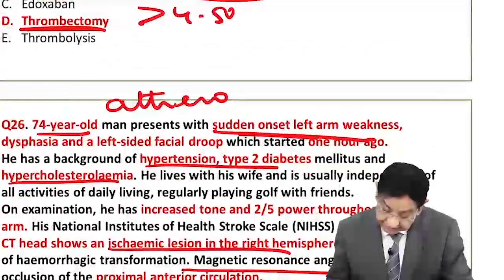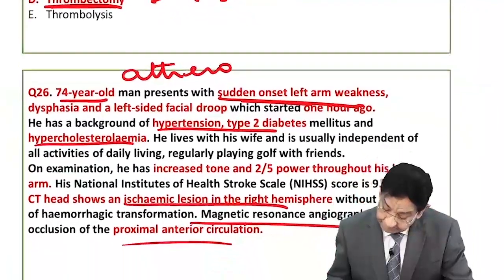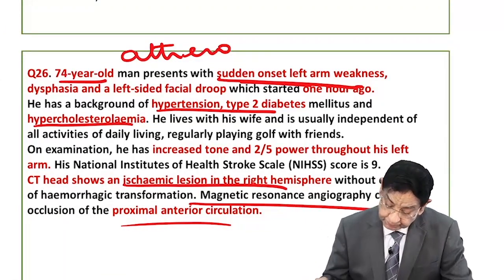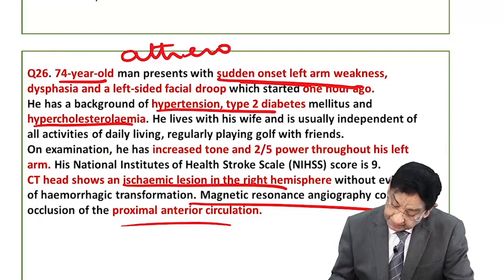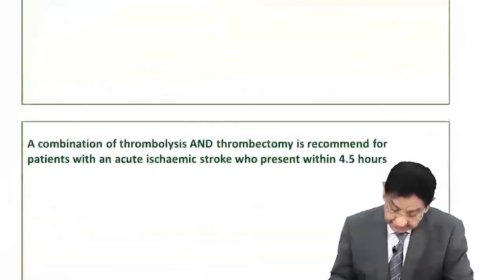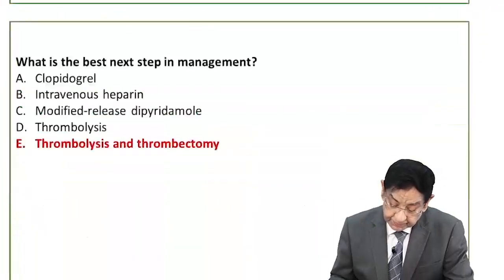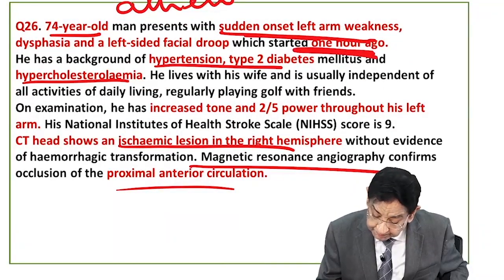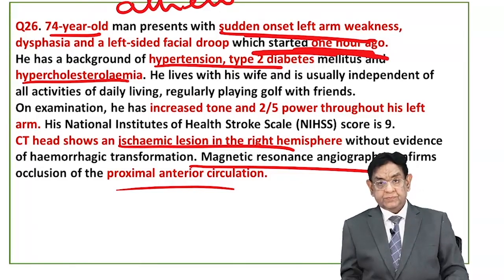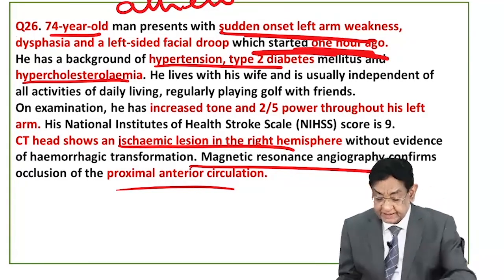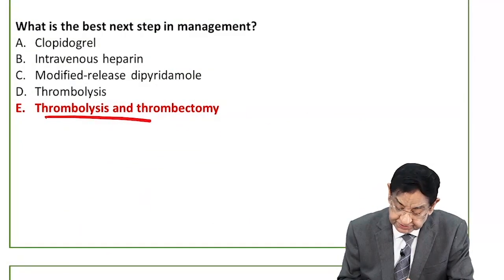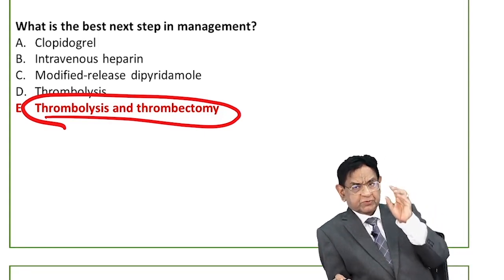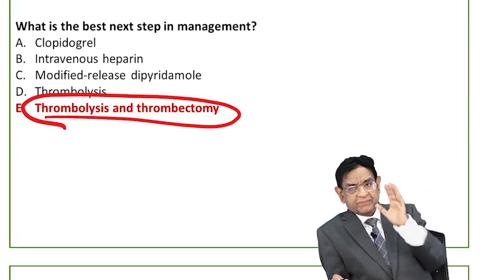When he comes to us, the onset was 1 hour ago. So 1 hour ago, I think we have to go for thrombolysis. So enough questions discussed to make your concept very clear. I'll give you a summary later on.